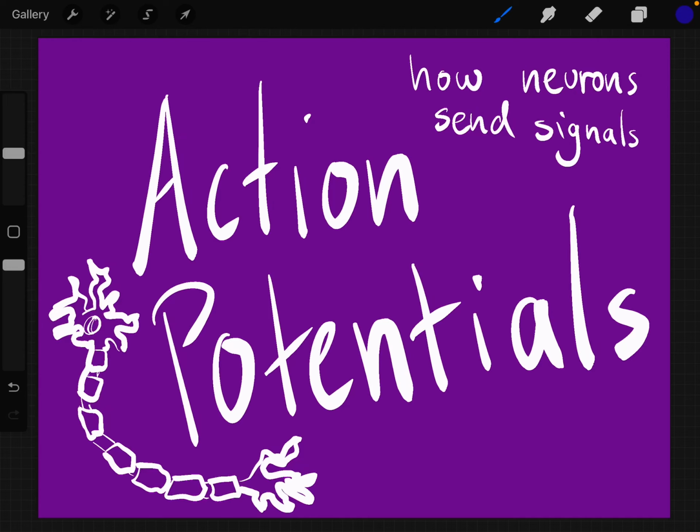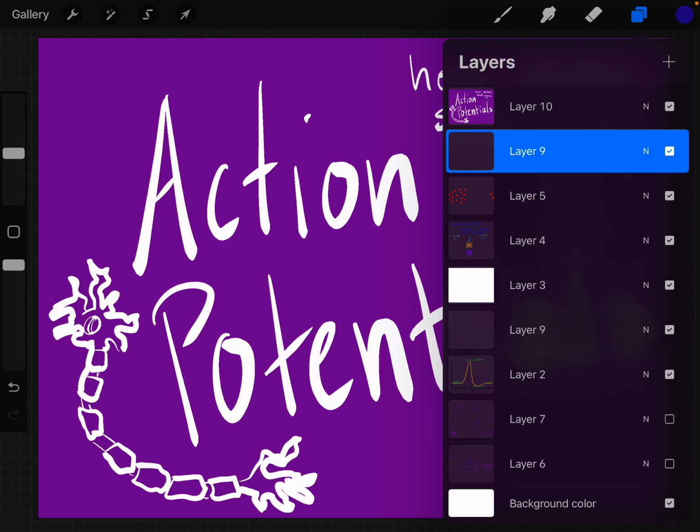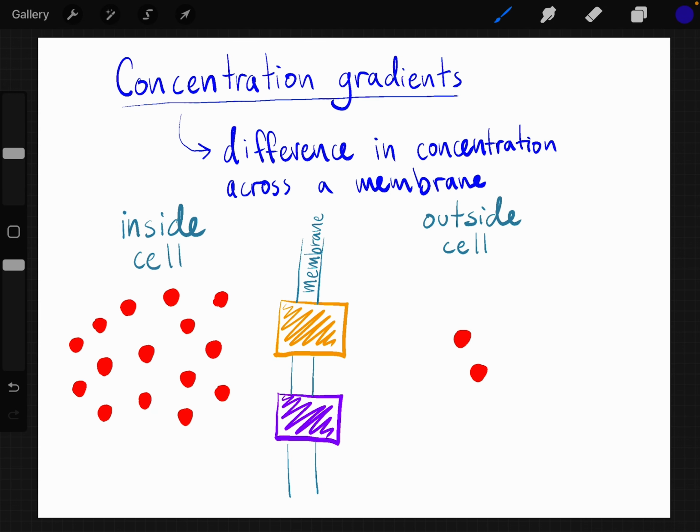So we're going to go ahead and start exploring action potentials, this idea of how neurons send electrochemical signals. One of the things to start with is this idea of concentration gradients. A concentration gradient is a difference in concentration across a membrane, which we can see with the inside of the cell having more of a concentration of the substance than the outside of the cell.